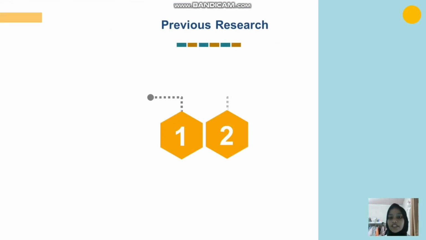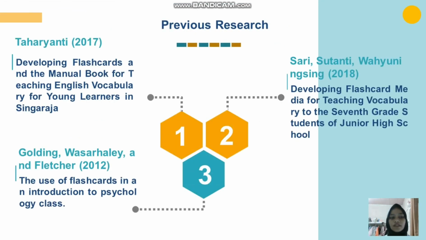In this research, there are three previous studies used. The first is from Tahariati in 2017. The title of Tahariati's research was Developing Flashcards and a Manual Book for Teaching English Vocabulary for Young Learners in Singaraja. And from Sari, Sutanti, and Wahyuningsih in 2018, the research title was Developing Flashcard Media for Teaching Vocabulary to the 7th grade students of junior high school. And the last is from Golding, Worsley, and Fletcher in 2012. The title of this research is The Use of Flashcards in an Introduction to Psychology Class.